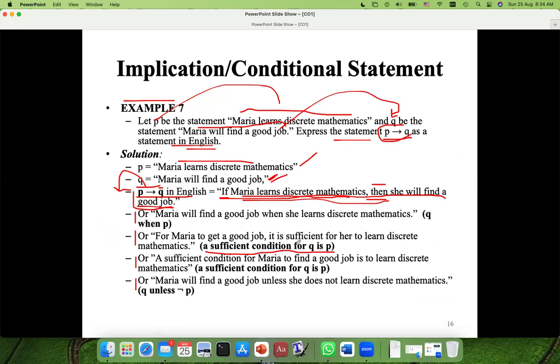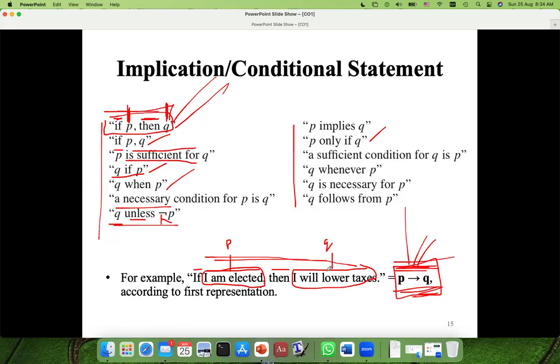A sufficient condition for Q is P. Let's first have a look at the easy example. A sufficient condition for Q is P. It is also from here. Let's see what the pattern is. A sufficient condition for Q is P.